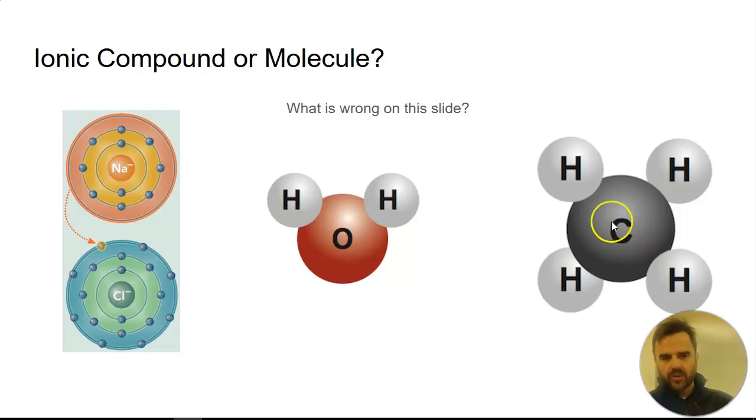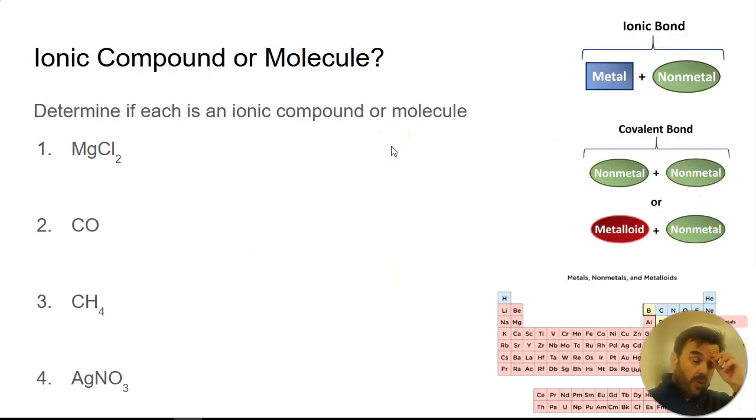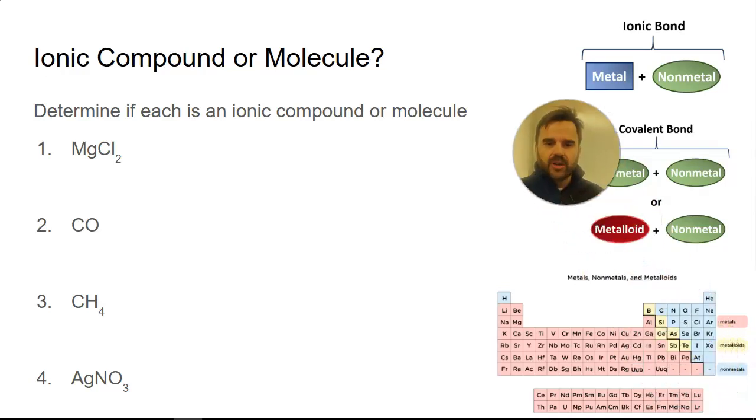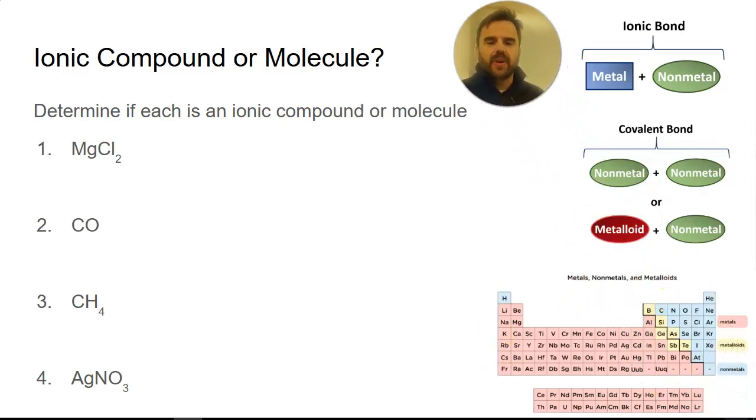Now, hopefully you figured out what was wrong with the slide. They made an error right here. This should have been Na positive because sodium loses an electron. When it loses an electron, the positives will now be ahead and it will be Na positive, or sodium with a positive charge. Okay, now what I want you to do is determine if each of the following is an ionic compound or a molecule. It's a good idea, let me see if I can move my head out of the way, but it's a good idea to look down here at this periodic table. And remember that ionic compounds are between a metal and a nonmetal.